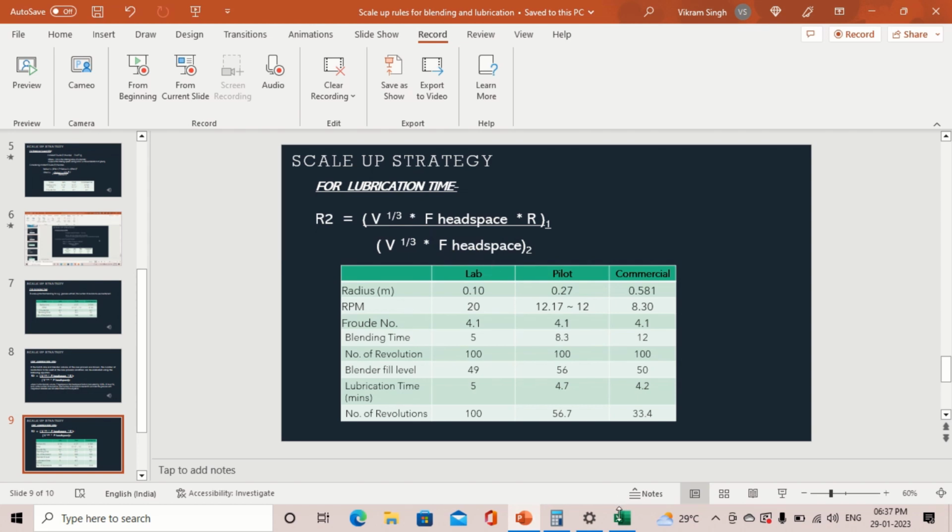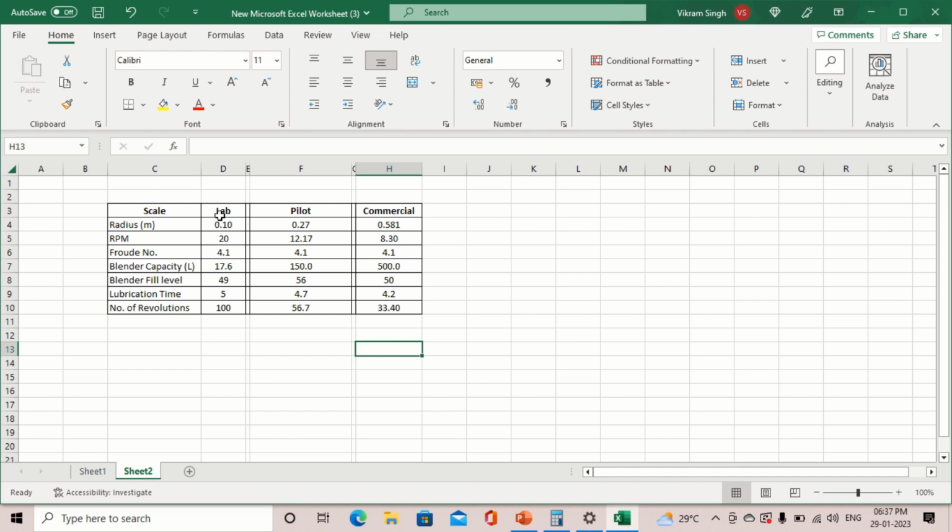So let's see a practical example. This is the lab scale. Suppose the lab scale blender is 17.6 liter capacity, just an arbitrary capacity which I took from the QbD example. I am just giving an example. You can place your actual values in this sheet to calculate. Suppose our lab scale center point batch is at 49% blender occupancy, and we are lubricating for 5 minutes. Now we are scaling up to the pilot with a 150 liter blender capacity. The radius we know, 0.27. The occupancy at that stage is 56%.